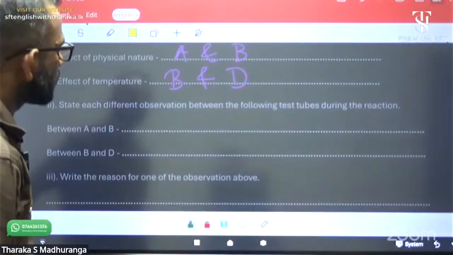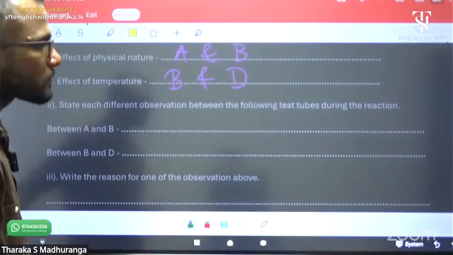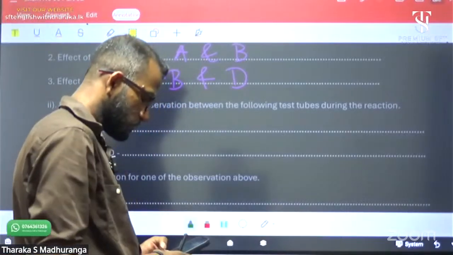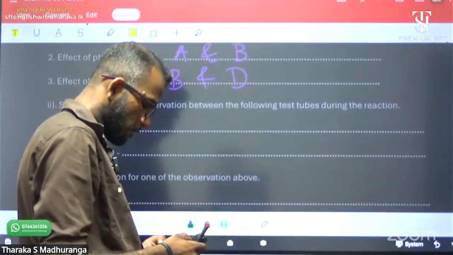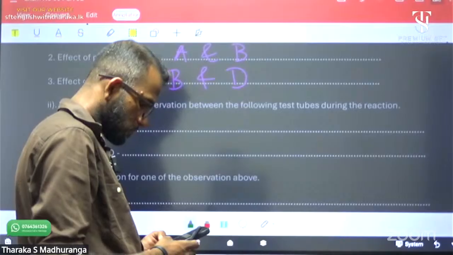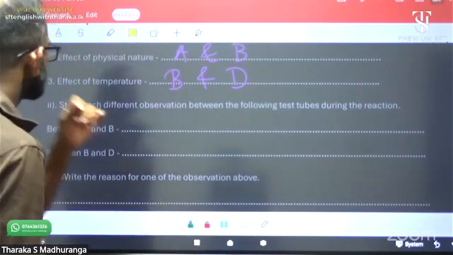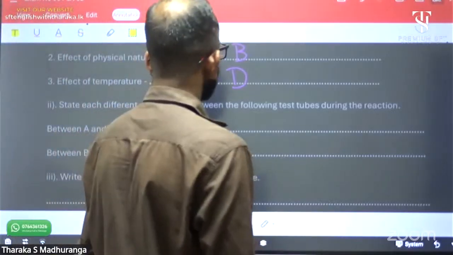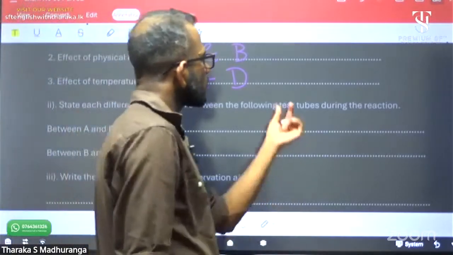State each different observation between the following test tubes during this reaction. Between A and B, what are the different observations?